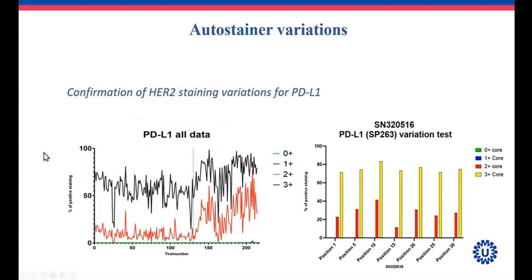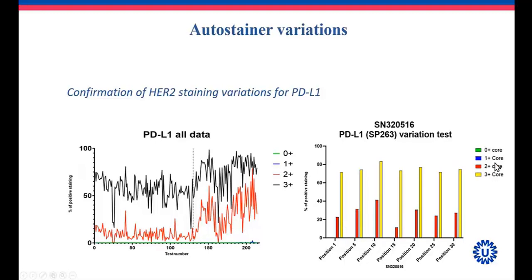Just to make sure that these results were not unique just for HER2, we decided to repeat some of the experiments for PD-L1. Essentially, we got the same results. On the left, you see the variation over time. You see that for the 3+, there is some variation. For the 2+, there is some variation. And even for those 0 and the 1+, you see these lines here. There's little variation, but probably this variation where the 2+ and the 3+ are within the same range, almost from this moment onwards. And that's unacceptable. This is the experiment repeated for PD-L1 with the different slide positions.